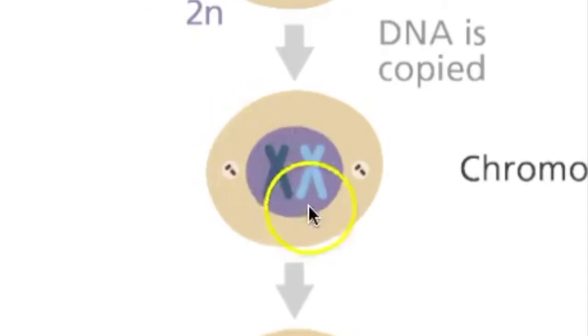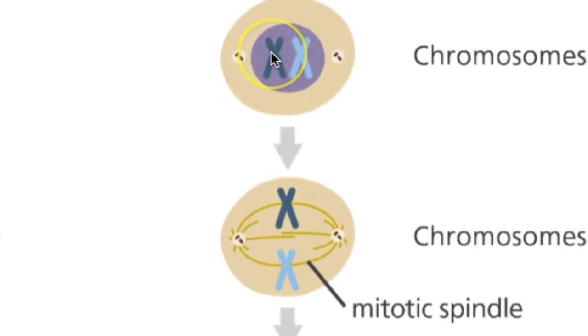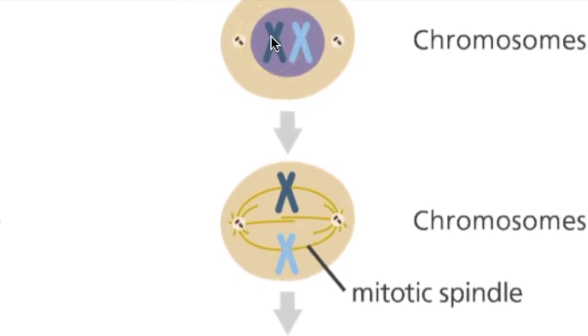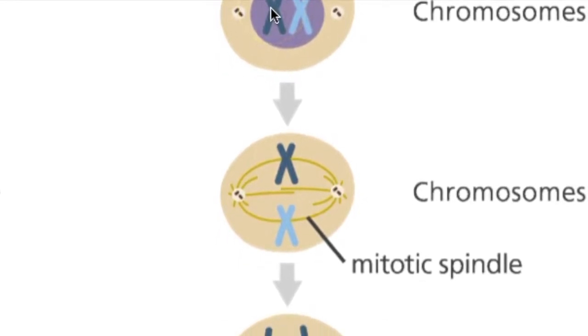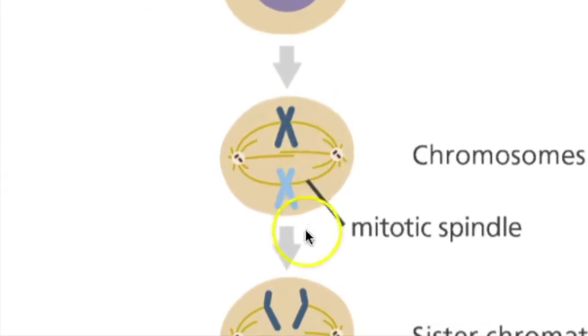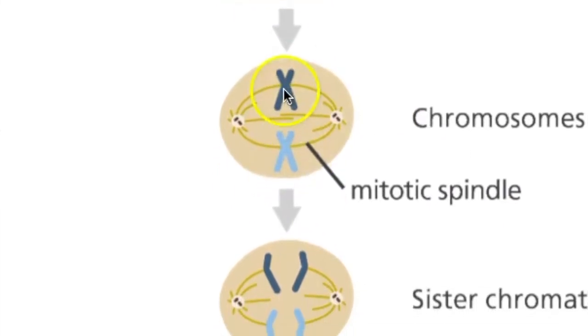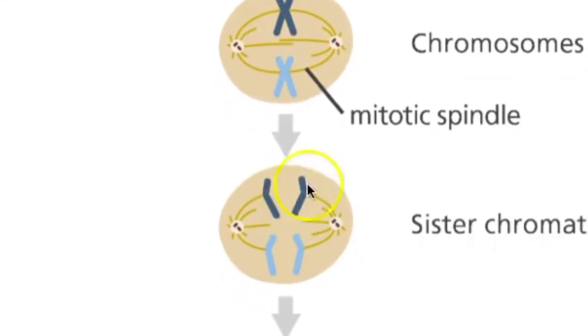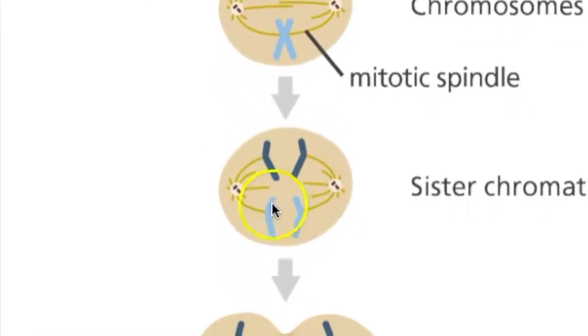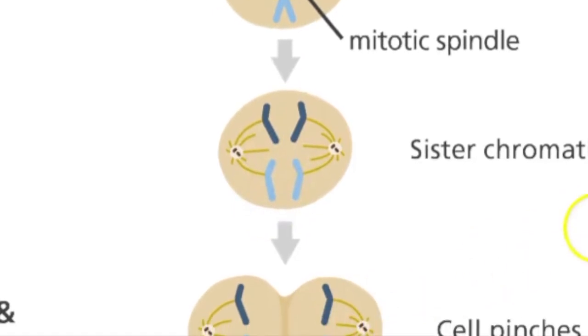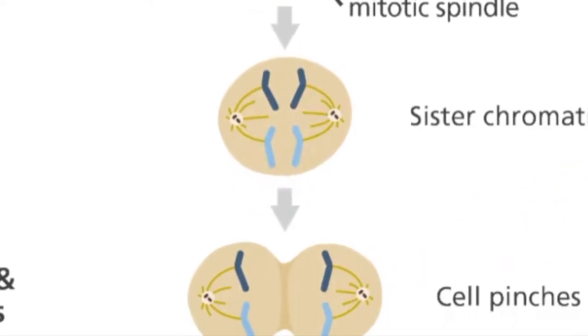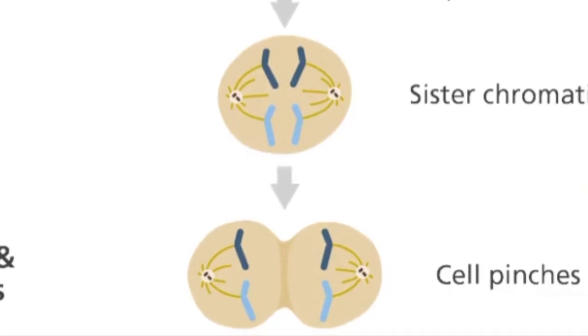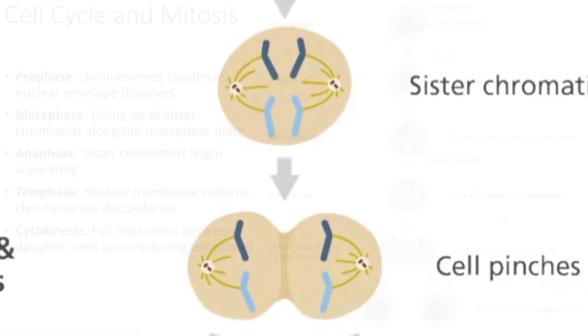This is from mom, this is from dad, or vice versa, it doesn't really matter. So during prophase we condense them down, during metaphase we line them up along the metaphase plate, and then we're going to pull them apart during anaphase. So there's one from mom, one from mom, one from dad, one from dad, and during telophase we end up with one from mom and one from dad on one side, and one from mom and one from dad on the other side.